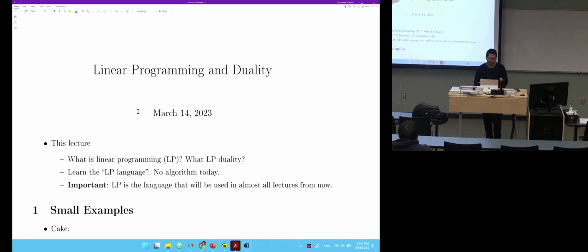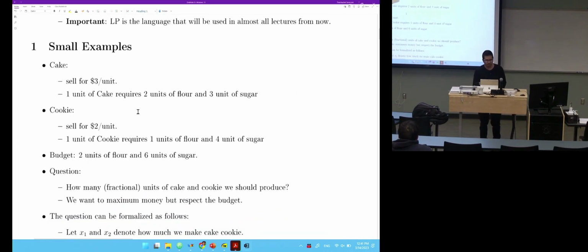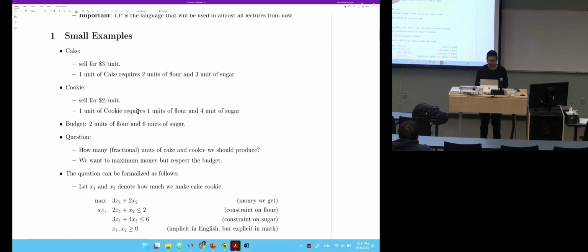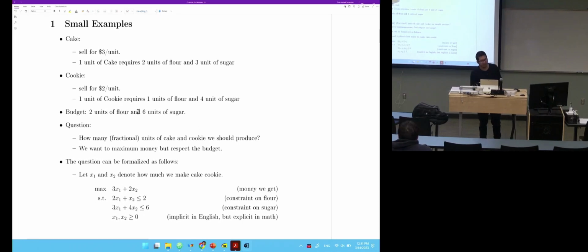Okay. So let's look at one simple example of an LP problem. Imagine that you are a baker and you want to decide whether to bake a cake or a cookie. The situation is that for a cake, you can sell it for $3 per unit. And for a cookie, you can sell it for $2 per unit.